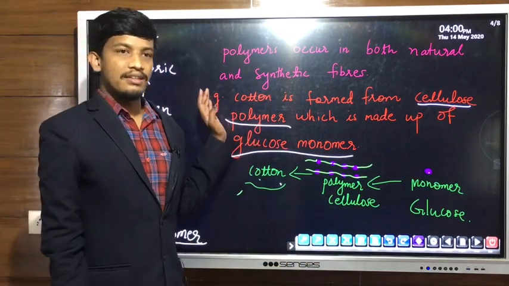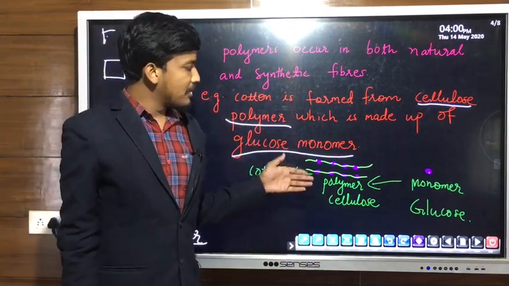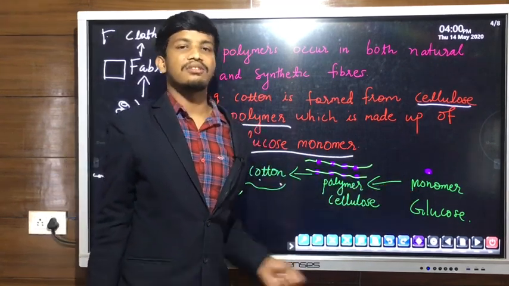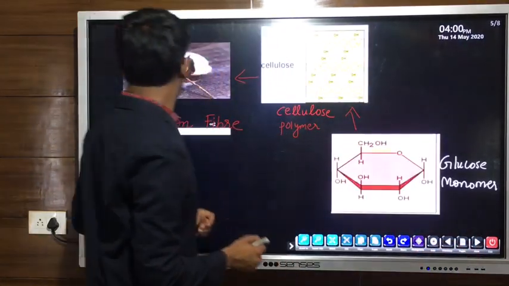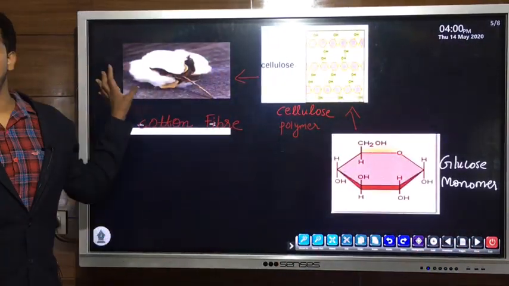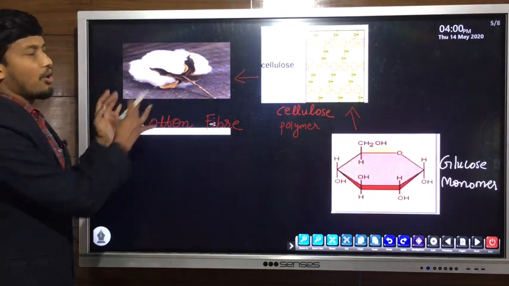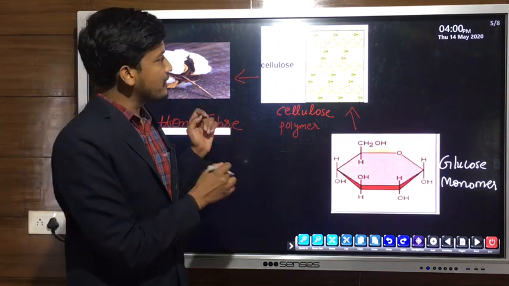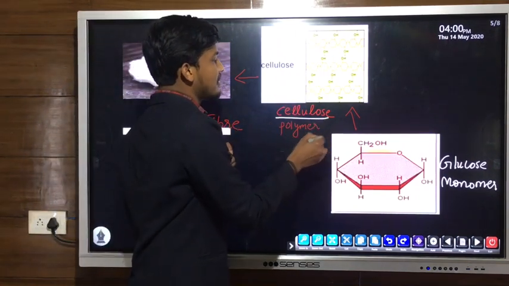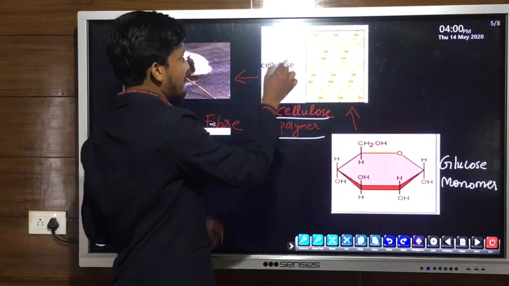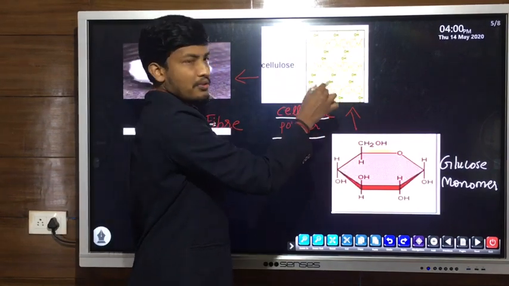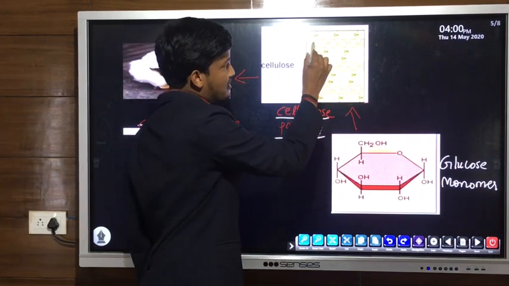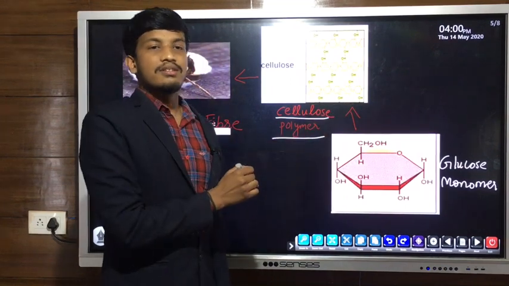So cotton is the fiber. It is made up of cellulose polymers, and cellulose polymers are made up of glucose monomers. So now this is the polymer and monomer of glucose. So this is cotton fiber. It's from cotton plants, and this cotton fiber is made up of which polymer? Cellulose polymer. So each cotton fiber is made up of a large number of long chain structures, and this is the polymer of cotton, which is called cellulose.